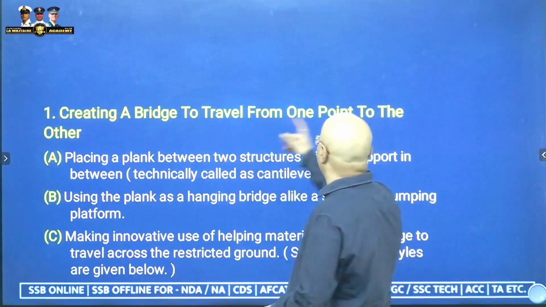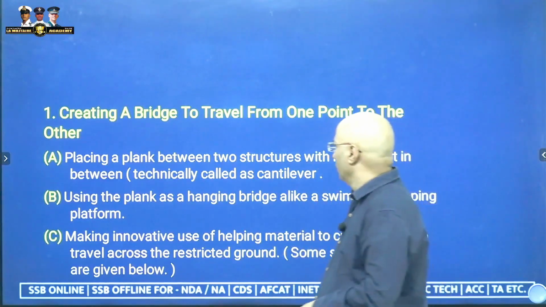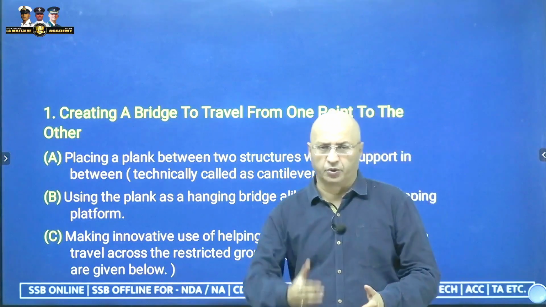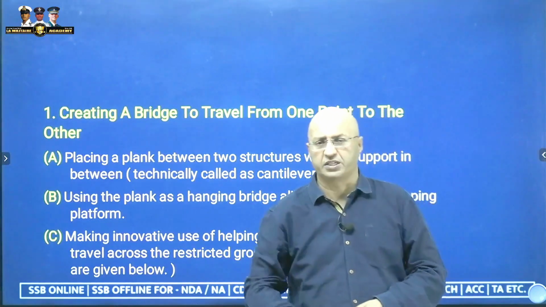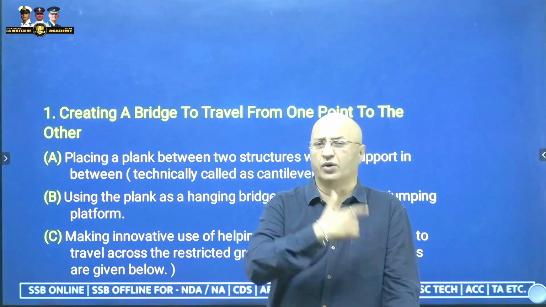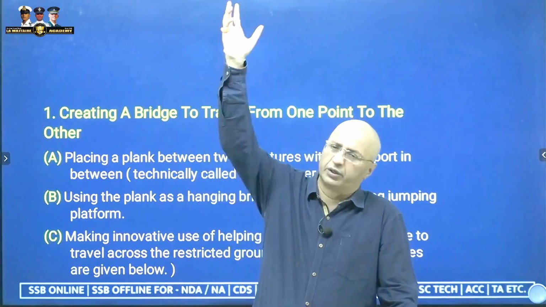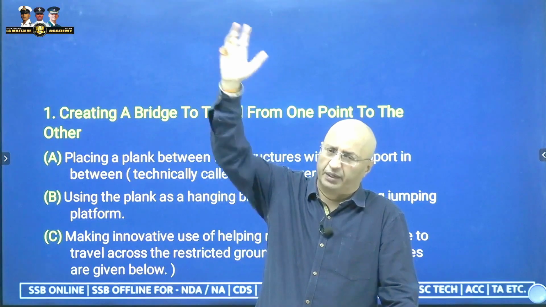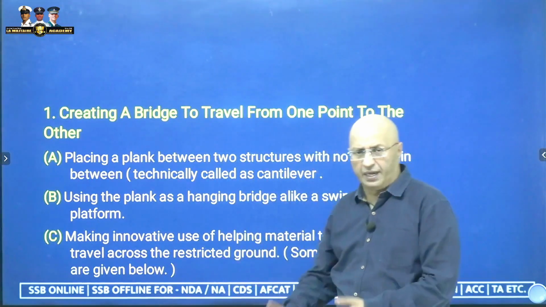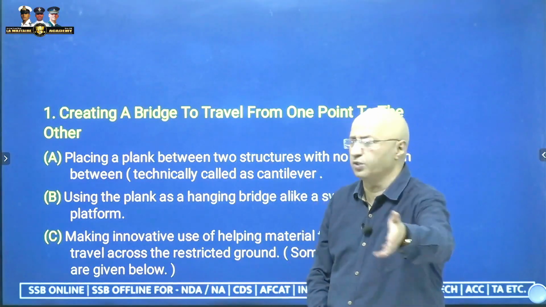One is creating a bridge to travel from one point to the other. Placing a plank between 2 structures with no support in between. Suppose I have to reach from this place to this place. You've seen Howrah Bridge, one side Calcutta, one side Howrah, and a plank in between. Though it is supported by other iron support, actually it is a plank. Same thing, if you have a plank and you find 2 stable structures, create a bridge by placing it.